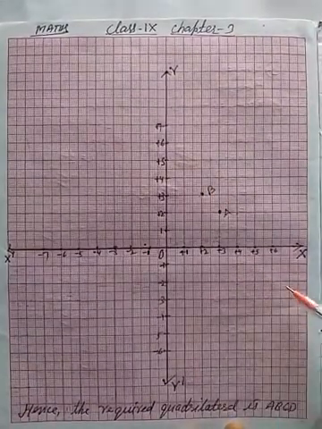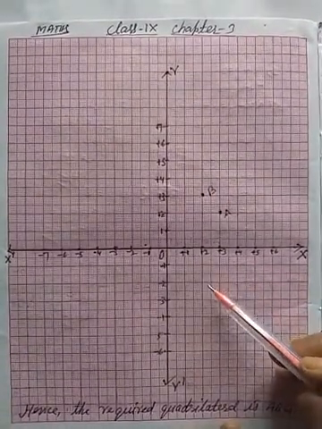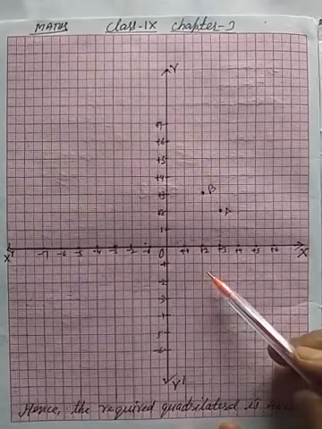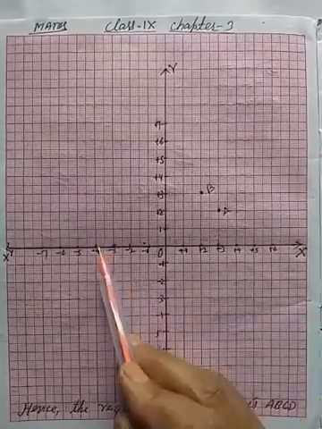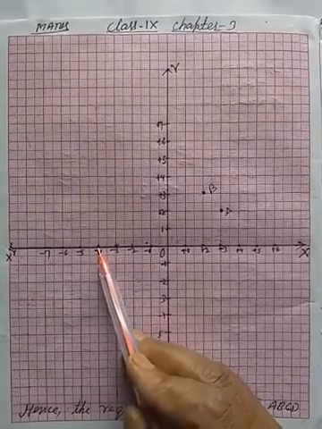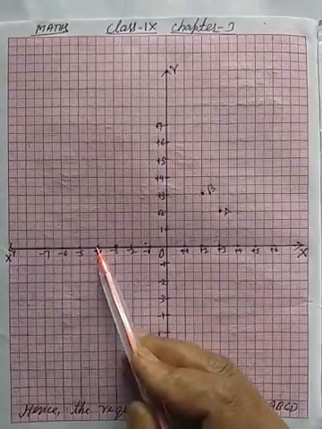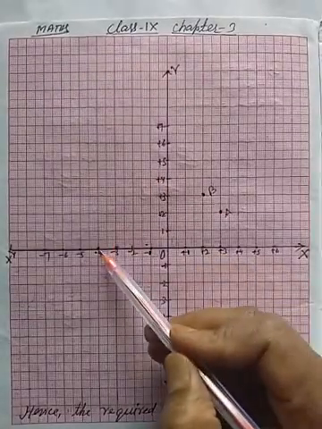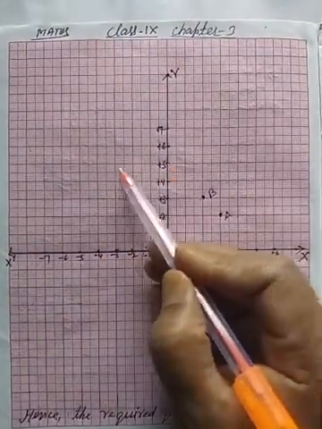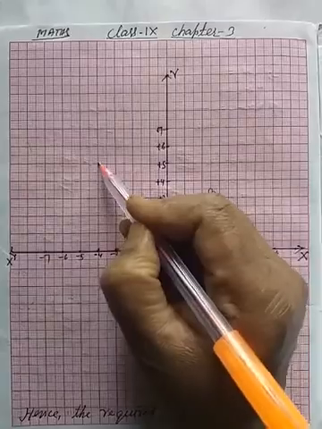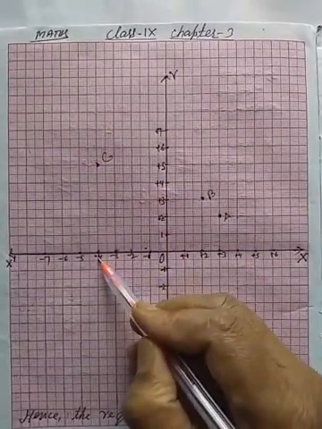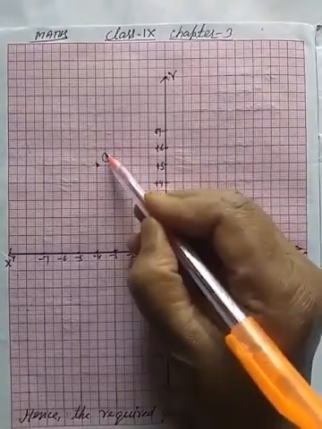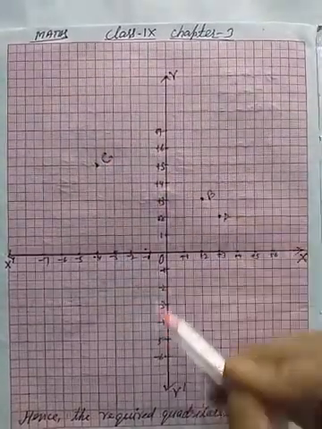Okay, now next is the third point C. So the coordinates of the point C are given as -4 and 5. So -4 is here and a positive sign is given, plus 5. So 5 is here. So -4 and 5 means here. So this is the point C, at -4 and 5. Okay students, so point C.